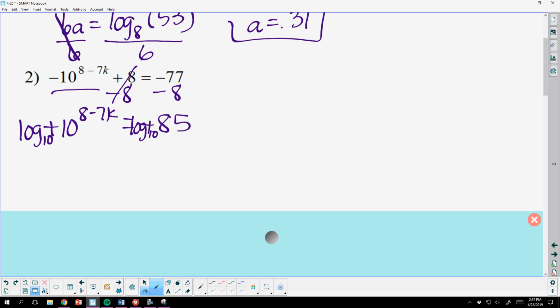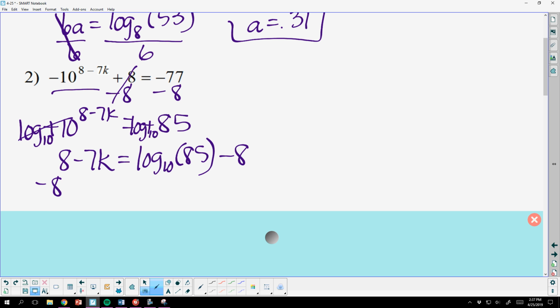And then what ends up happening when we take log base 10? Yep, so log base 10 of 10 is 1. So then we have 8 minus 7k equals log base 10 of 85. And then what would we do next to solve for k? Minus the 8. So we minus the 8.